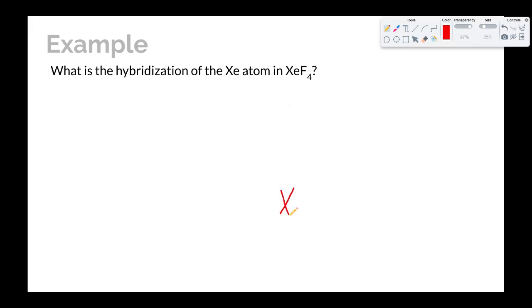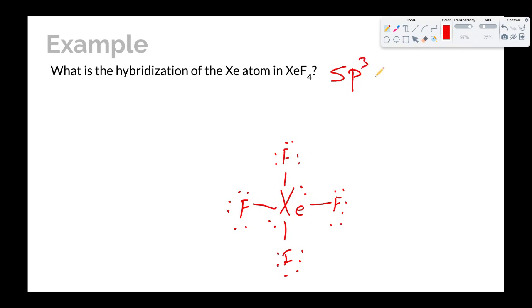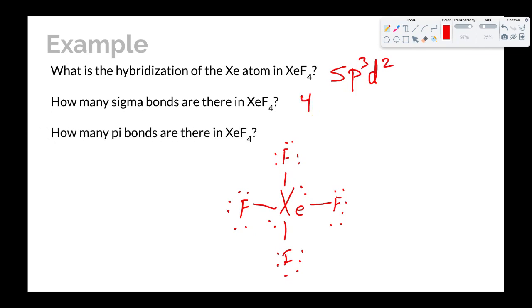Xenon tetrafluoride. We've done this one already. It's going to be fluorine there, there, and there. Full octets. We still don't have enough electrons. We had to end up putting 2 lone pairs in there. Okay, so steric number of xenon is 6. That means it's sp3d2 to get our 6 hybrid orbitals. How many sigma bonds? They're only single bonds, so there's 4. How many pi bonds? None, because all the bonds are single.